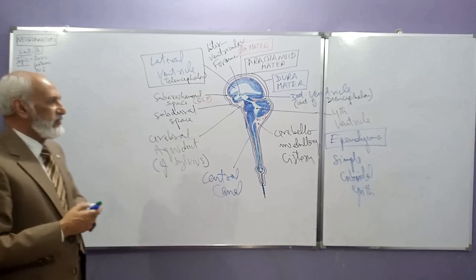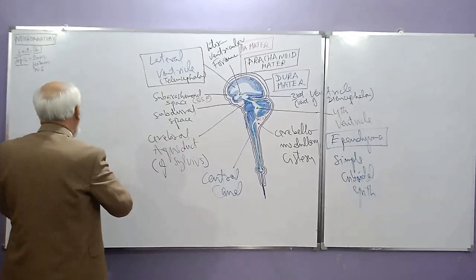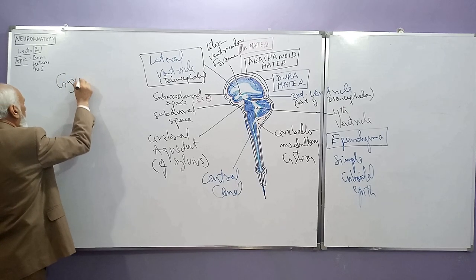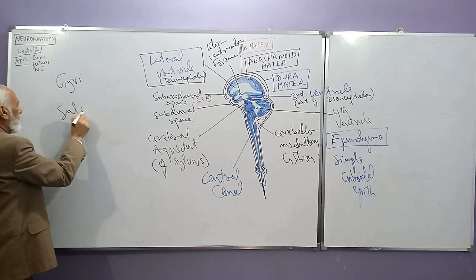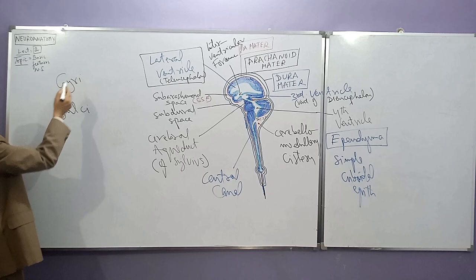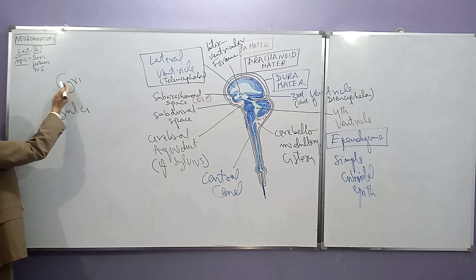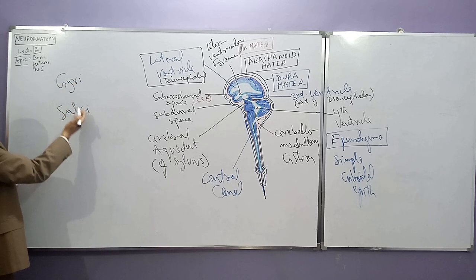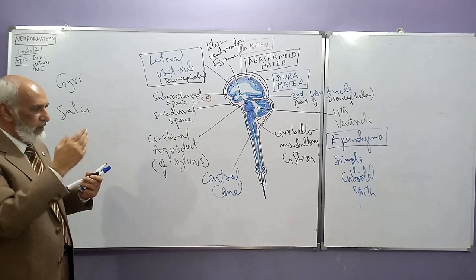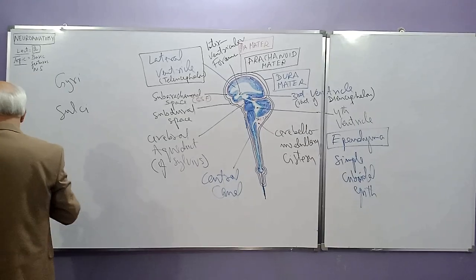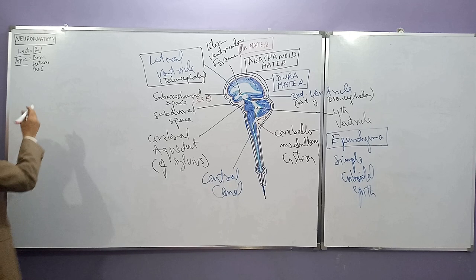Now the surfaces of the brain are not smooth. There are elevations known as the gyri. They are separated by furrows known as the sulci. One is known as gyrus and sulcus, plural gyri and sulci. Some pronounce it gyri and sulci. Both are correct. So if I cut a section through the cerebrum, what are the gyri and sulci?